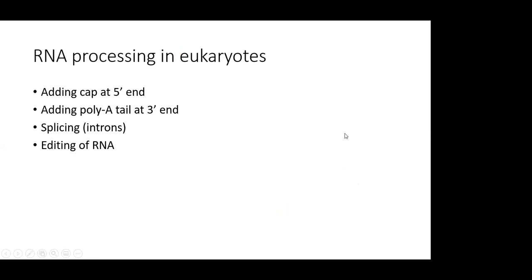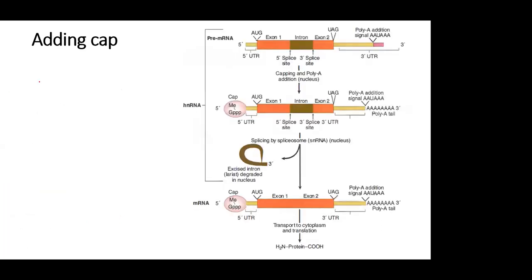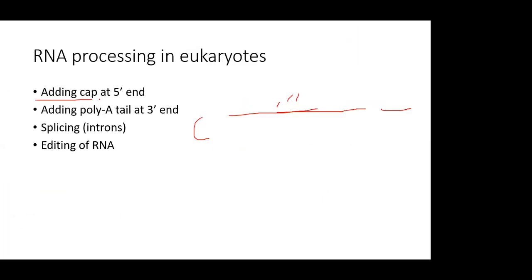The process usually has 4 steps. The first step is adding a cap at a certain end. So basically, we have this strand of messenger RNA. We're going to have a cap and a tail and some other processes as well in the middle here. Don't worry, we'll get to them. So we'll start by adding the cap.